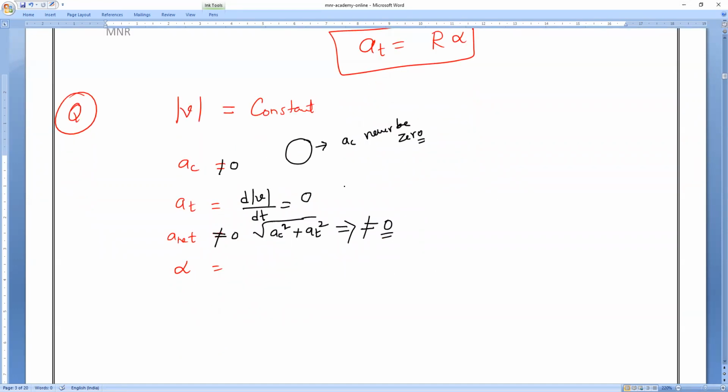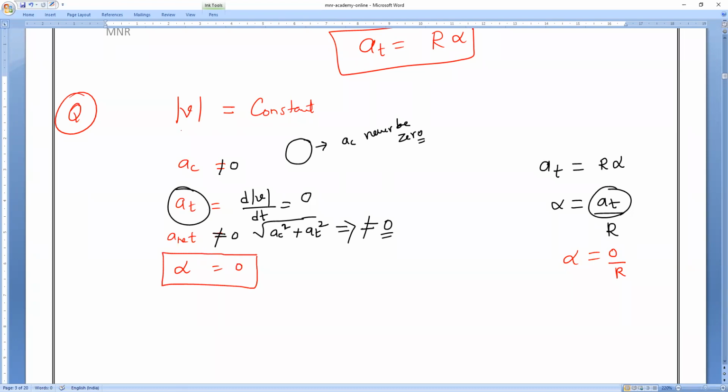Now, if the speed of a body is constant, what about the angular acceleration? That is my question. Just now I have taught the relation: tangential acceleration is equal to r times angular acceleration. So angular acceleration is equal to tangential acceleration divided by radius. Just now we got the tangential acceleration as 0, so 0 divided by radius is equal to 0. Very important.